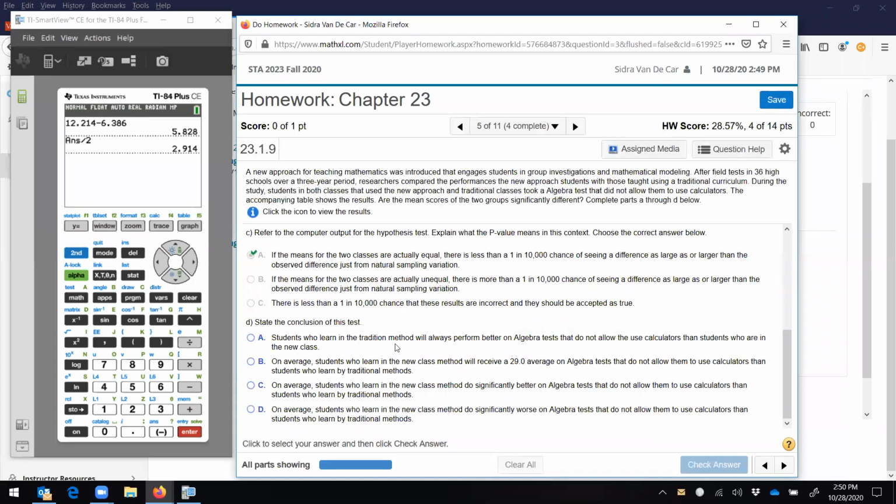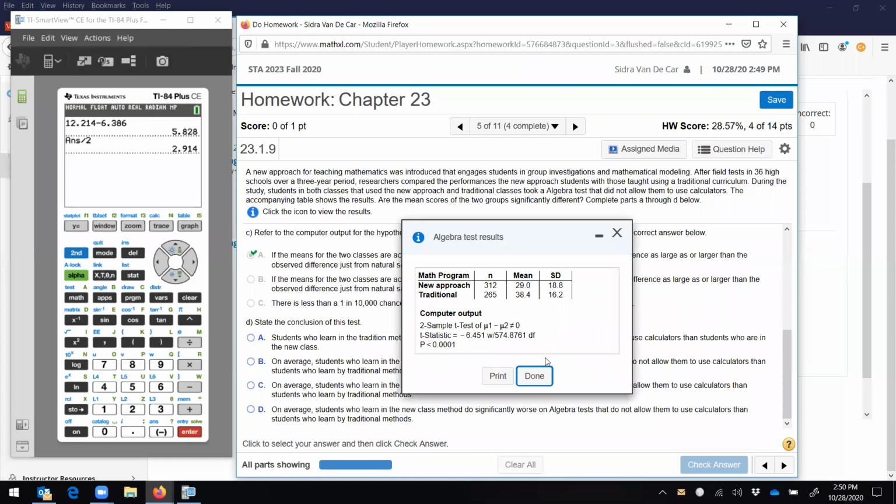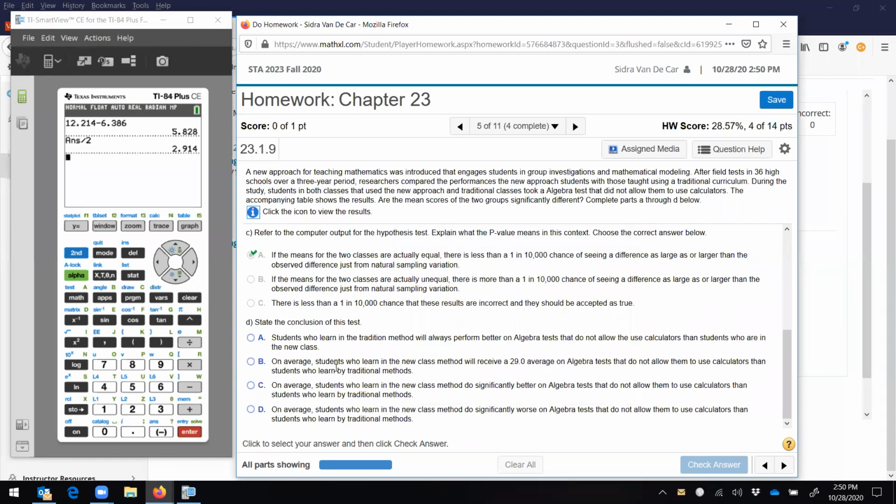State the conclusion. What was our output here? 29 versus 38.4. So notice that our t is negative. This means lower. So the traditional students did better. It's not that they will always perform better. They perform better on average.